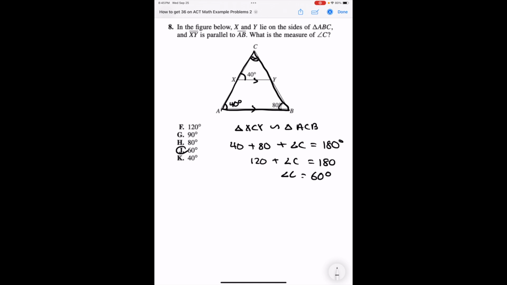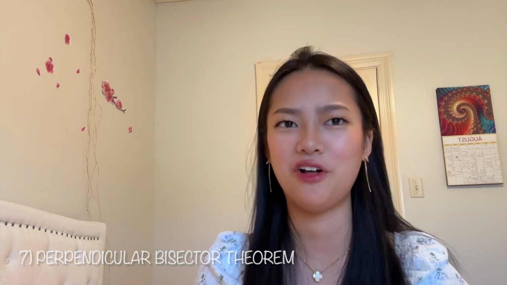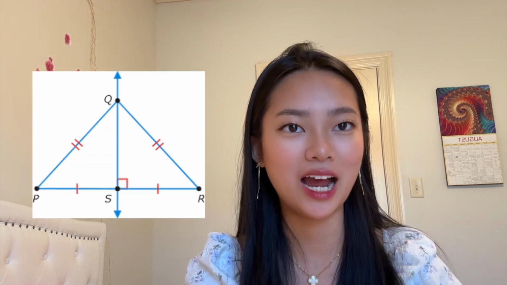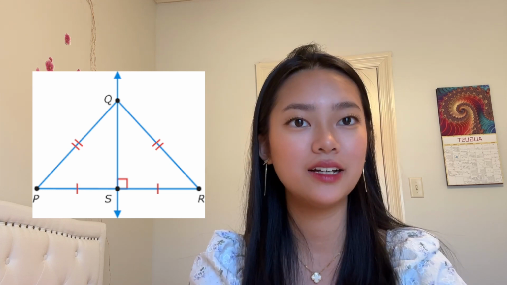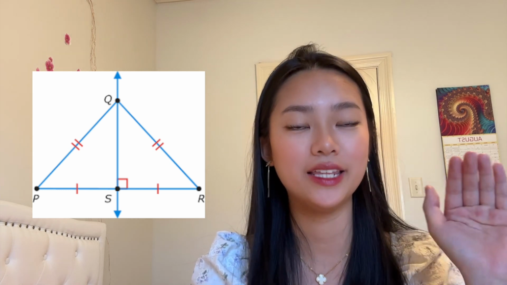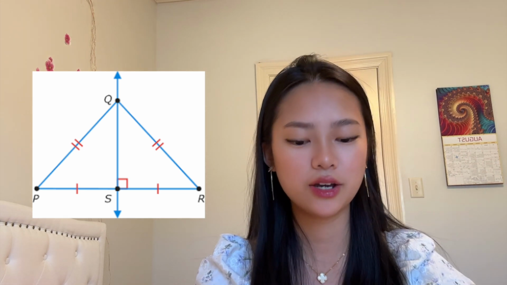And that would be answer J. Okay, and now we're going to talk about perpendicular lines of a triangle and bisection. If there is a perpendicular line that bisects one leg of the triangle, then it is an isosceles triangle, and the two legs corresponding to it are equal. So this goes multiple ways.